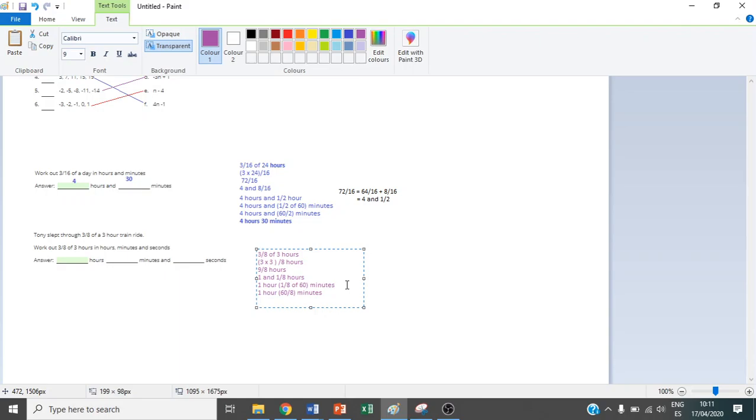I need to think how many 8s go into 60. Now I know 8 times 8 is 64. That's too much, so I'm going to try 8 times 7. 8 times 7 is 56, right? It's not quite 60, it's 56. Let me do my working to the side again here so that we can understand how we're doing this.